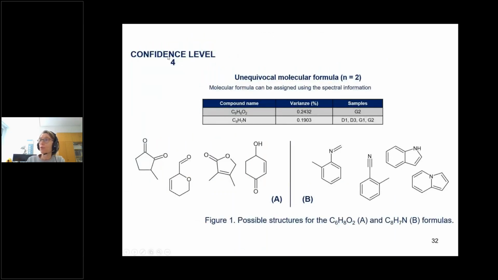And at confidence level 4, we have a molecular formula, and we cannot identify what it is. We know that these are the potential candidates, and further research should be done.